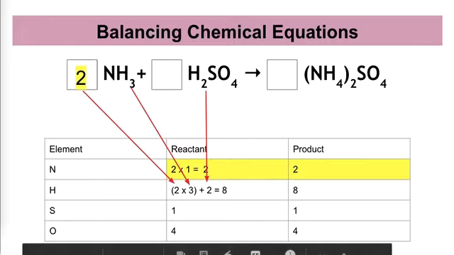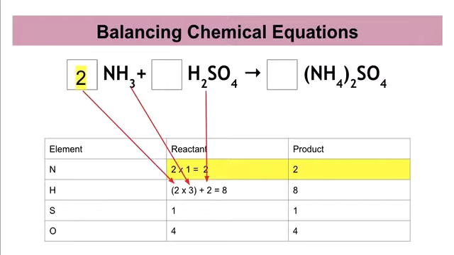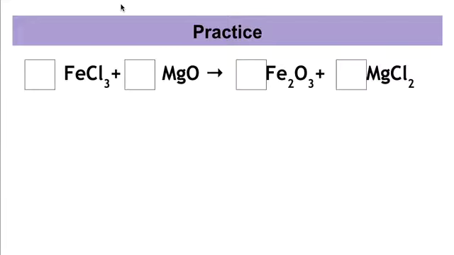Okay, so now what we're going to do is give you the opportunity to do some practice. We're going to use this formula, FeCl3. So there's a certain amount of that, plus a certain amount of MgO, plus a certain amount of Fe2O3, plus a certain amount of MgCl2.